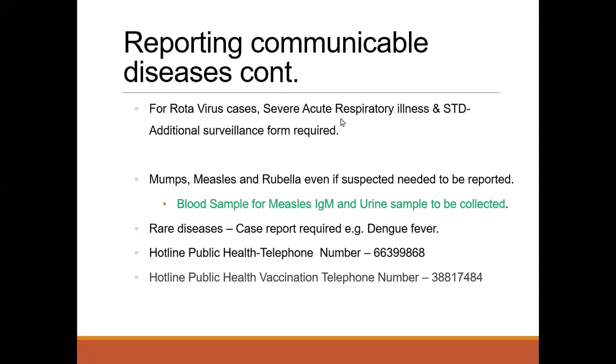We need to fill a special form. For example, for rotavirus, there is a special form that has to be filled by a doctor. And for mumps and measles, if required, we need to collect a blood sample. And a case report is required for some rare diseases. There is a hotline for notifying. If you have any inquiries, they are also ready to answer about public health and vaccination.